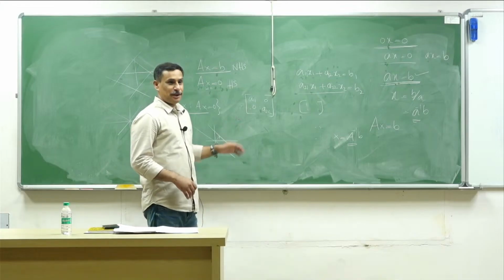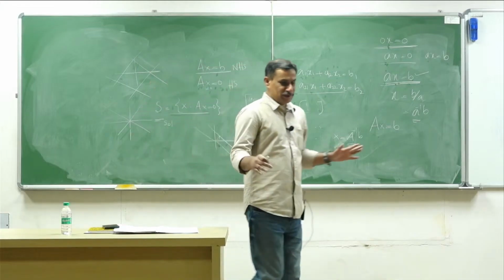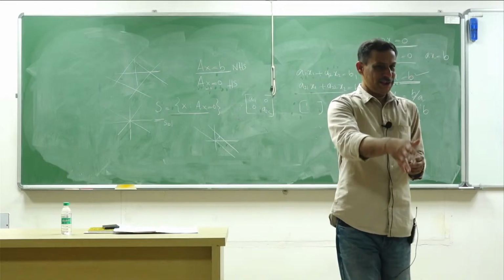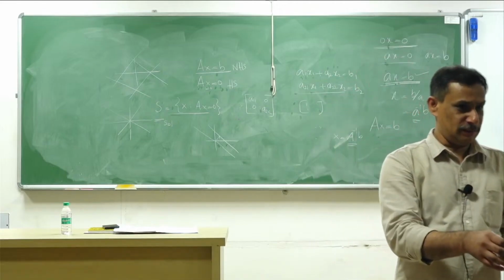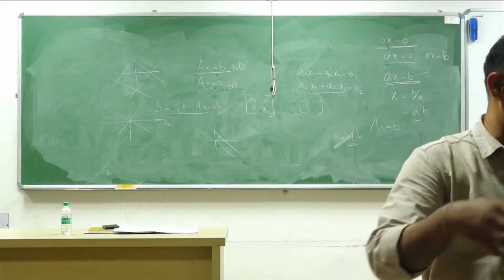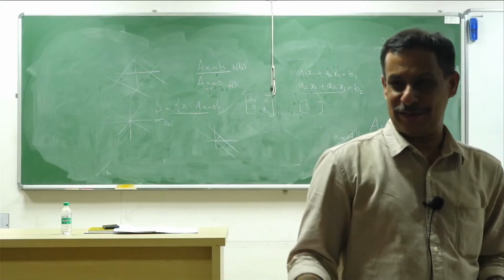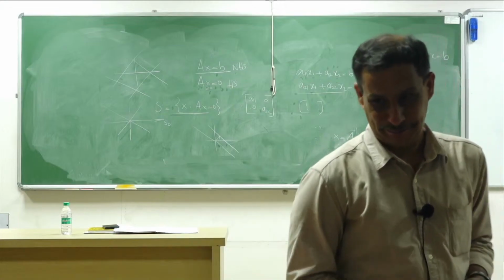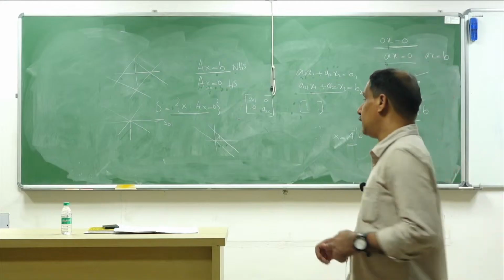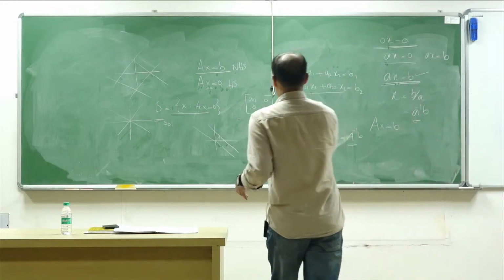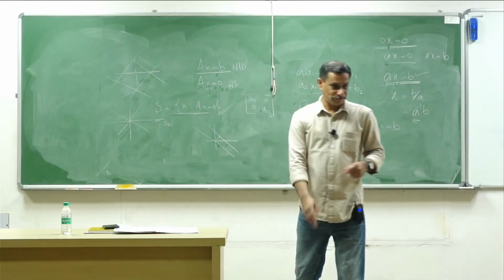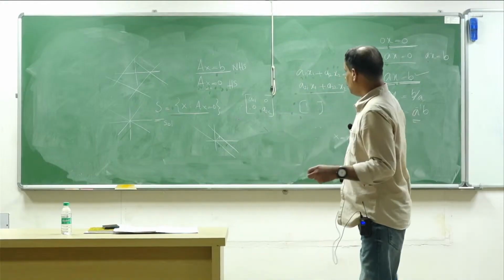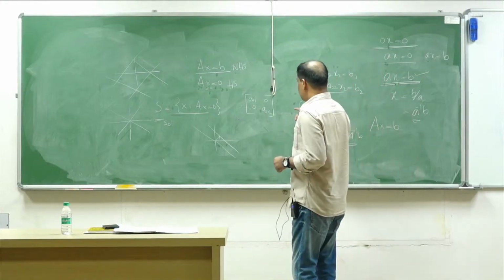That's why the solution of a general system of equations is the solution of the homogeneous system plus a particular integral, as you call it in differential equations. Here it's a particular solution. So one is a vector space, the other is an affine space. Okay, this is how it is.